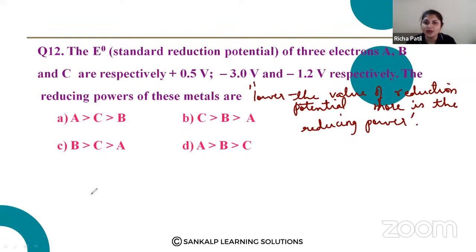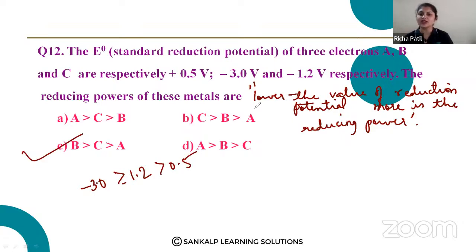So lower the value. Now, which is the lower value here? Minus 3. Right. Then comes minus 1.2, then comes 0.5. So the answer is C. The lower the value of reduction potential, more is the reducing power. So this is the answer. I hope you have understood.